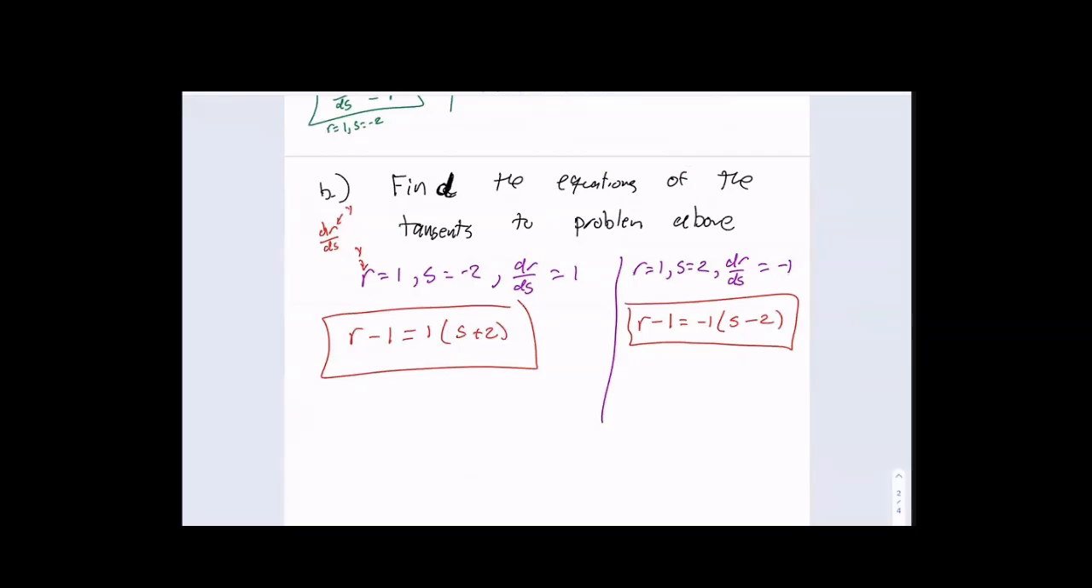So what we're asking here is how much does r change when s increases by 1 unit? And the first part, it's 1. That's 1 to 1. When one goes up 1, the other one goes up by 1. And the other one is negative 1. When s increases by 1, r decreases by 1. So that's what I have for you.